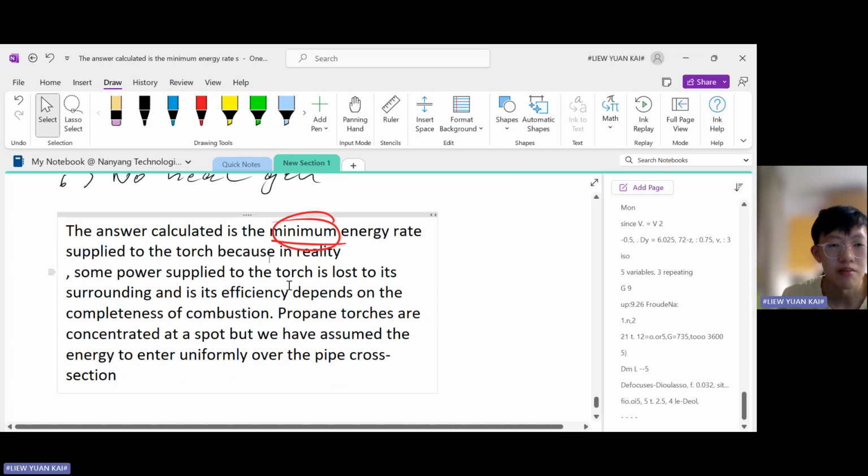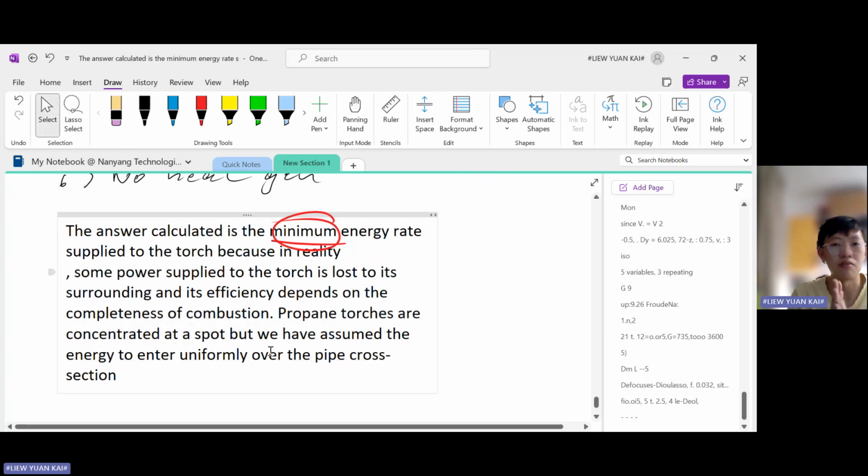Okay, because some of the heat is lost to the surrounding. As you know, when you do a welding process, you can feel the heat. You can feel the heat because some of the heat is lost to you. Okay, it's being convected to the air, and its efficiency depends on the completeness of combustion.